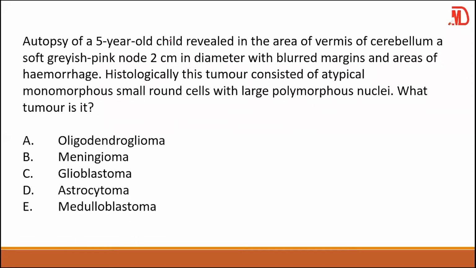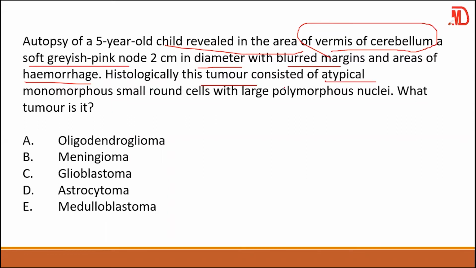An autopsy of a 5-year-old child revealed, in the area of the vermis of the cerebellum, a soft grayish-pink node 2 centimeters in diameter with blurred margins and areas of hemorrhages. Histologically, this tumor consisted of atypical monomorphous small round cells with large polymorphous nuclei.